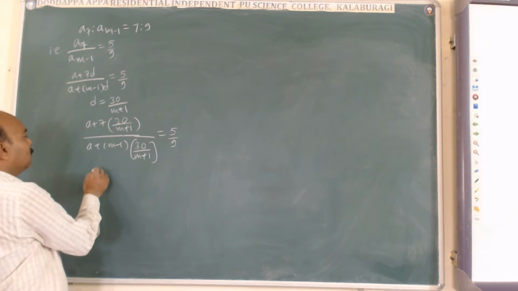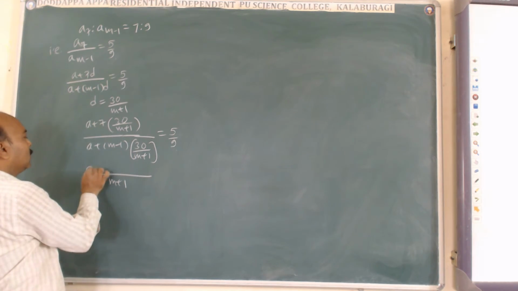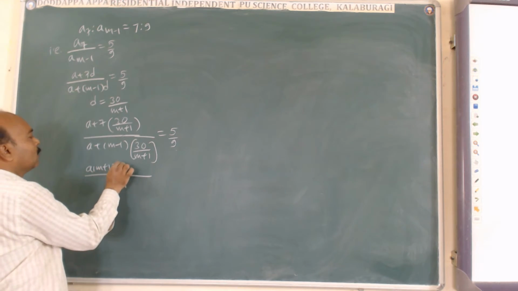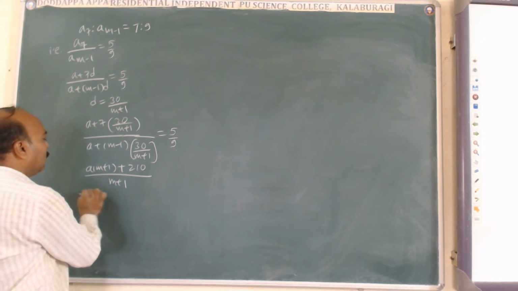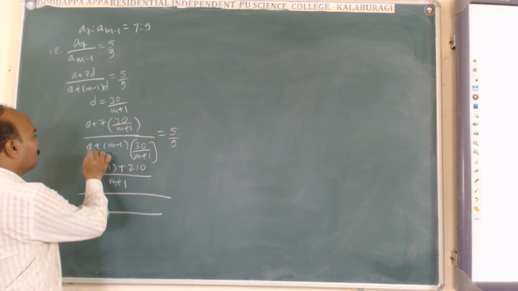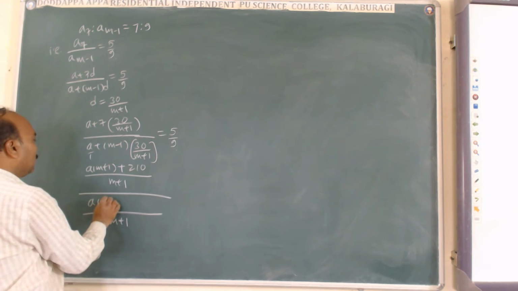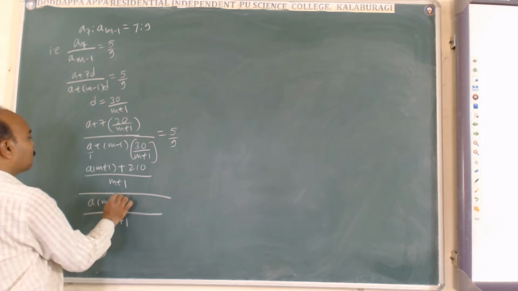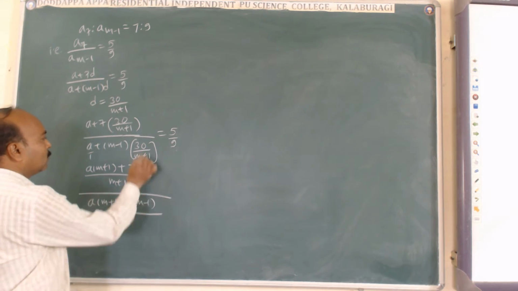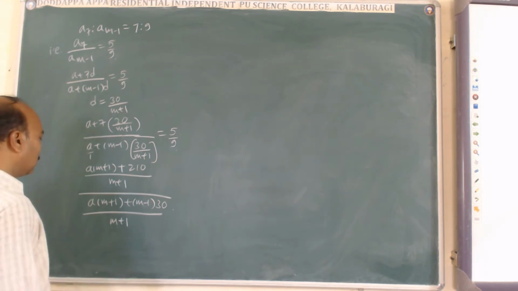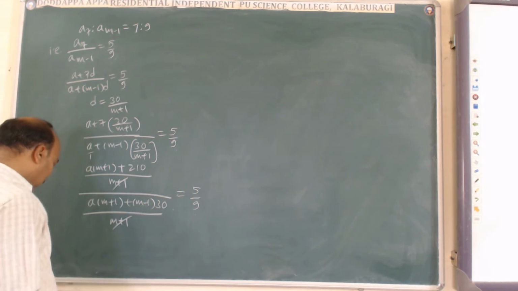Now we simplify. LCM is m plus 1. It is multiplied with m plus 1. a into (m plus 1) plus 7 into 30, it is 210, divided by, here also the LCM of these two is m plus 1. It is multiplied with m plus 1. a into (m plus 1) plus (m minus 1) into d value, it is 30 as it is. This m plus 1 cancels, it is 5 by 9 as it is.